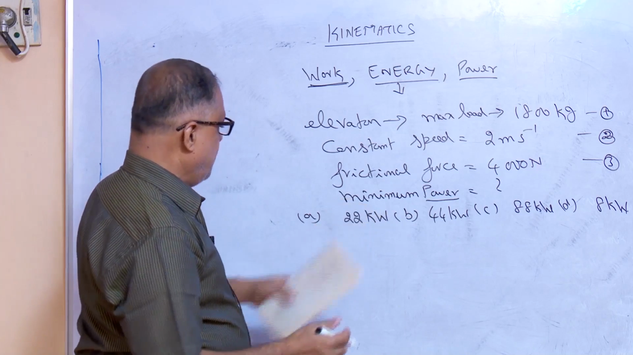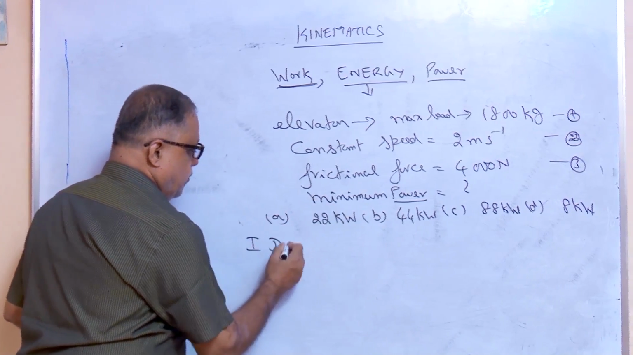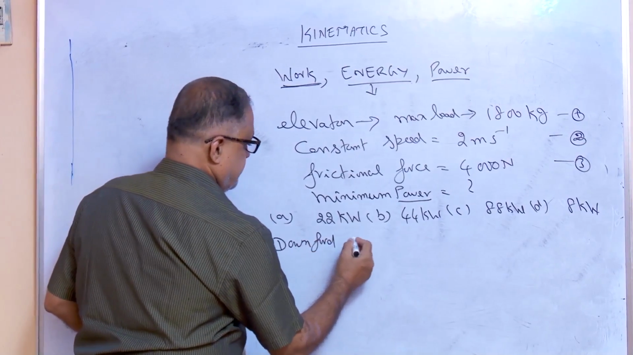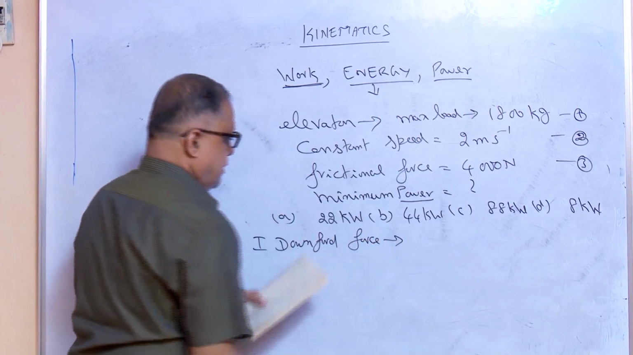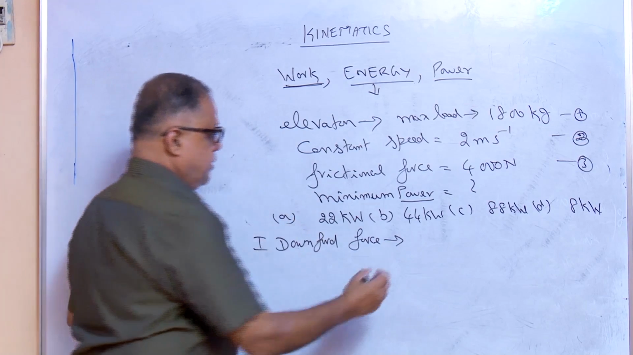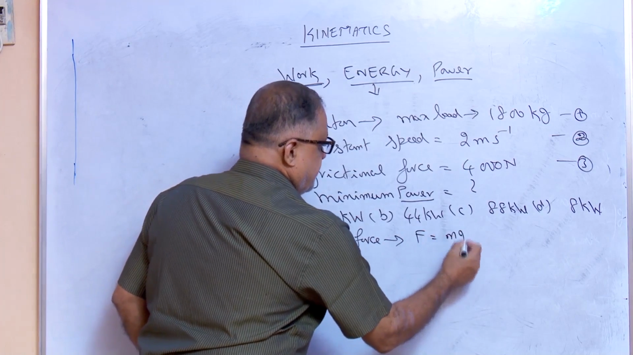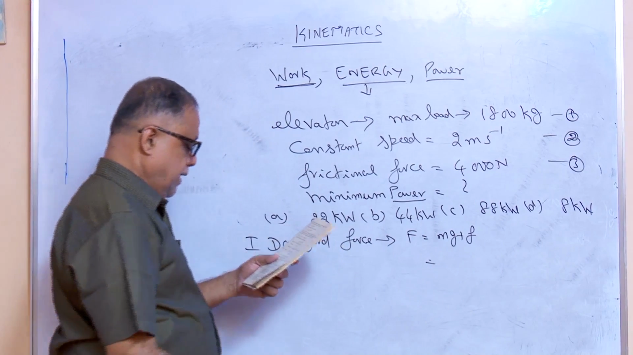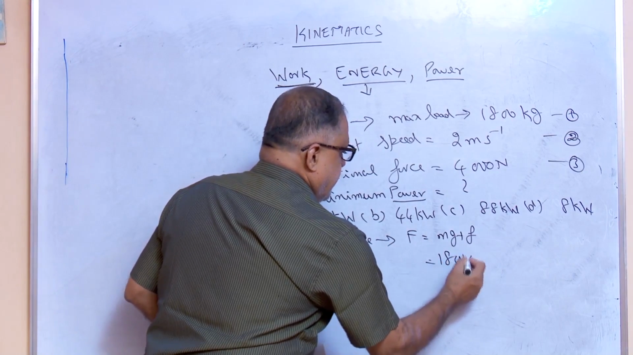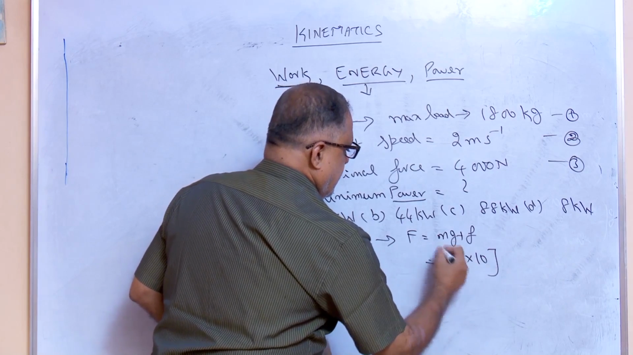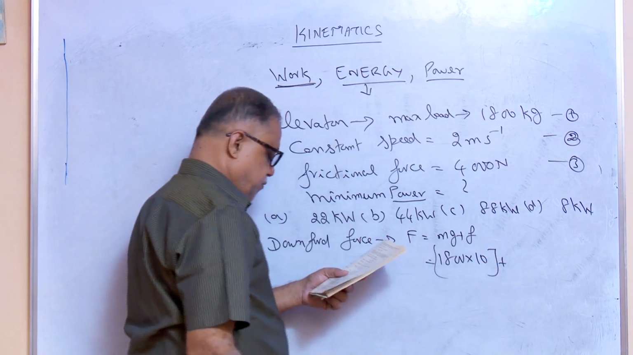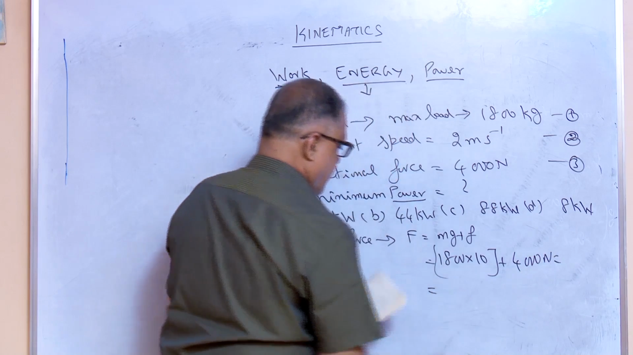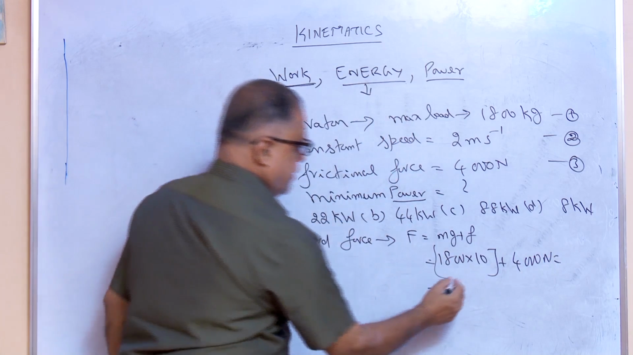So there is a downward force. The first case, there is a downward force, that is F equal to mg plus F. That is nothing but to be taken as 1800 into the g value, you can take as 10, plus the frictional force, 4000. So if you calculate, it will come to 22,000 Newton.